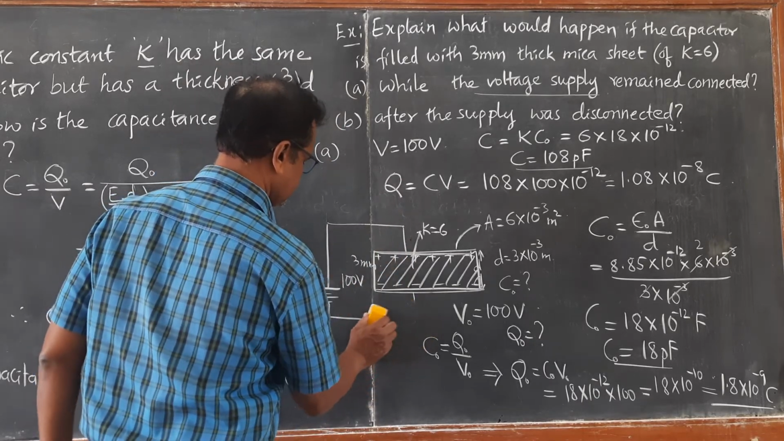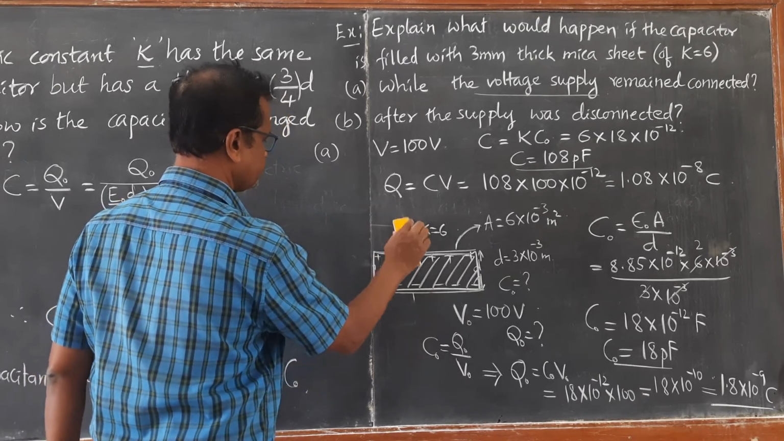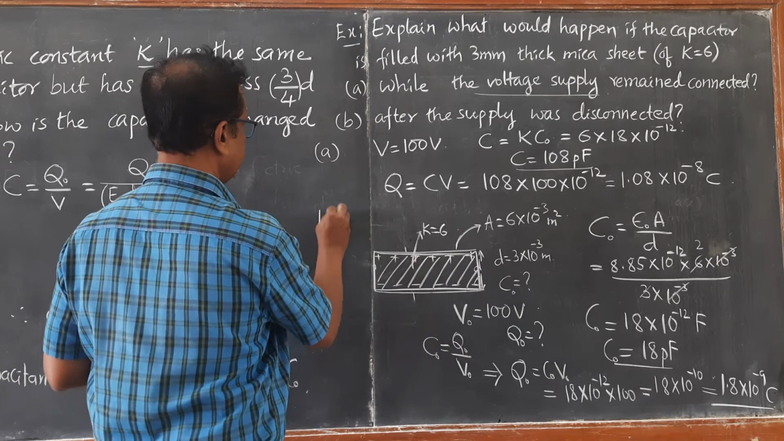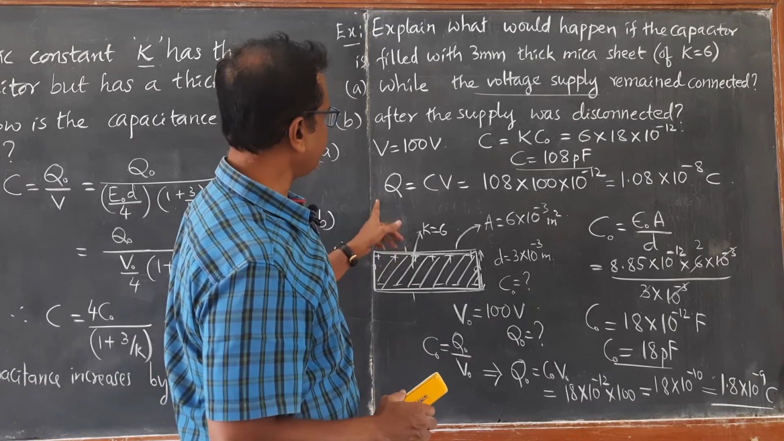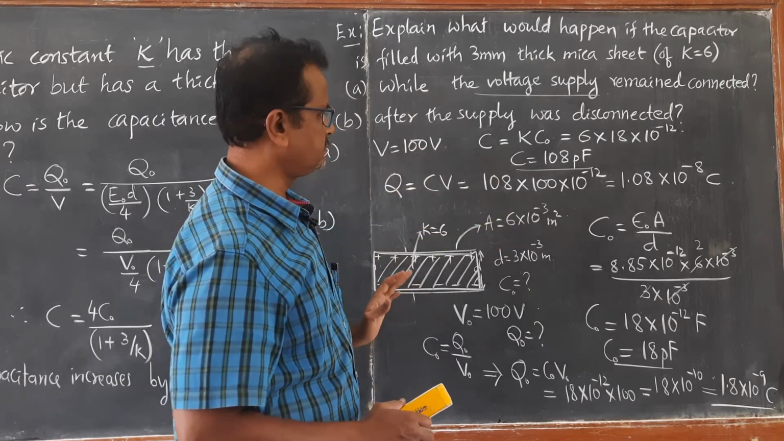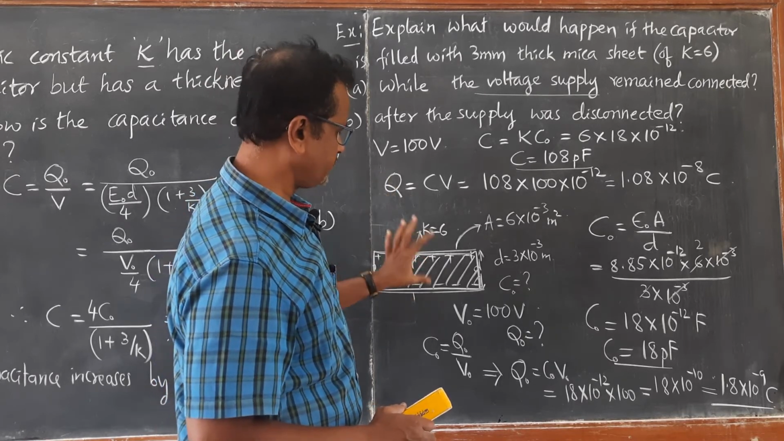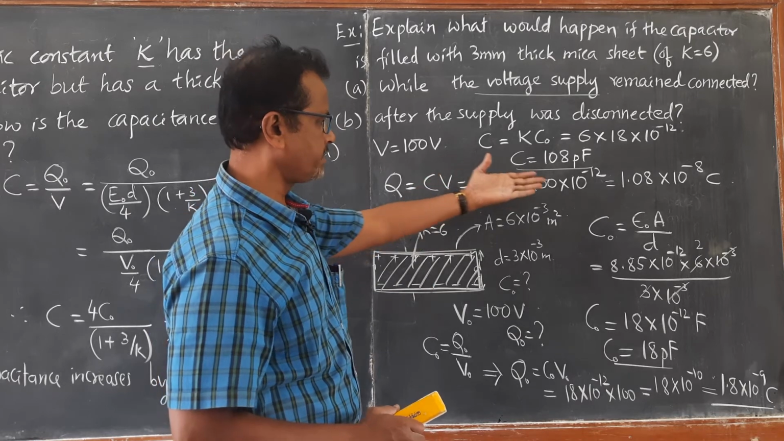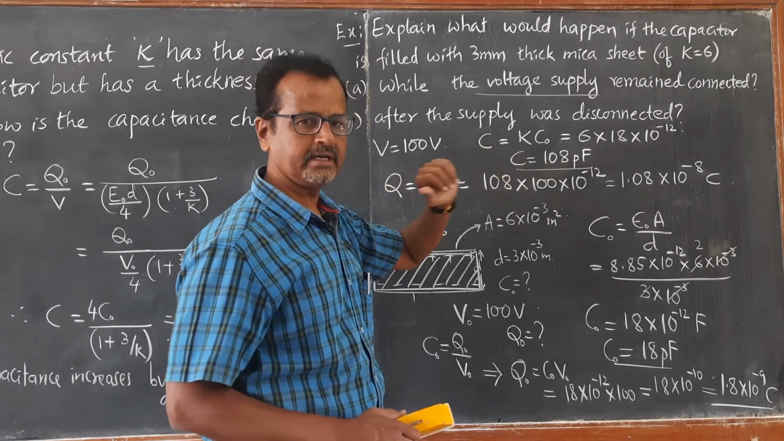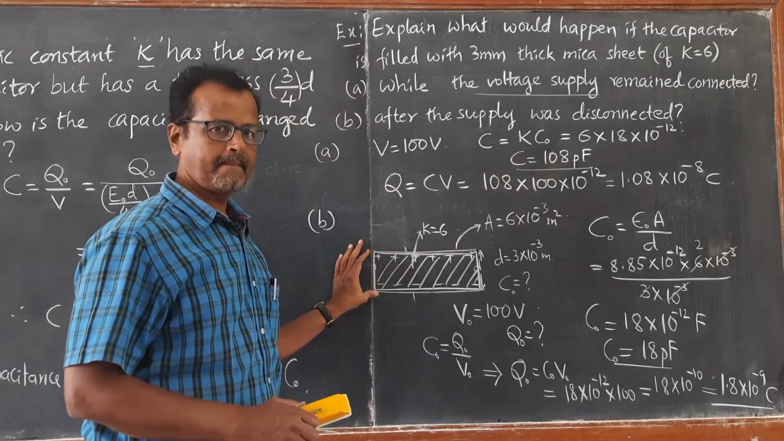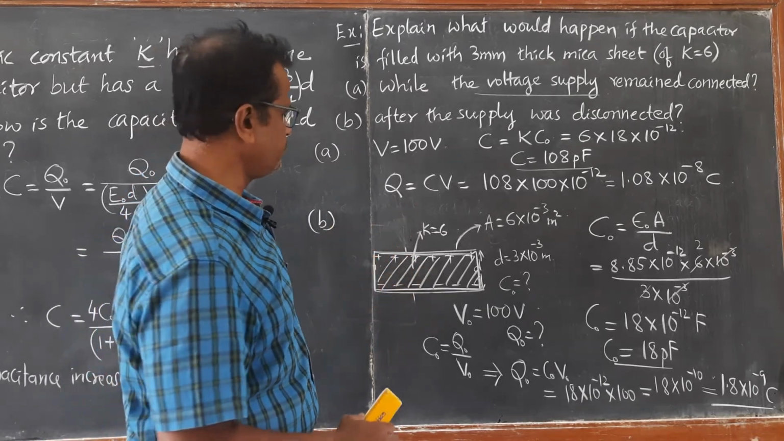Now, when the supply is disconnected after complete charging, that is the second problem, B. If the supply is disconnected with a mica of dielectric constant K, what is the value of the charge, and what is the value of the voltage? The capacitance we have already found out. Capacitance is 108 picofarad. When the capacitance is 108 picofarad, what happens to the charge and what happens to the voltage? This is what we have to find out.